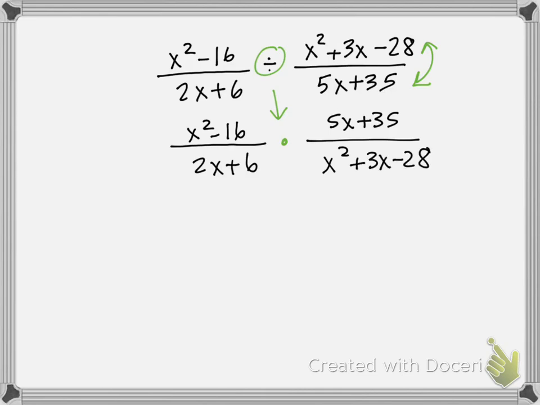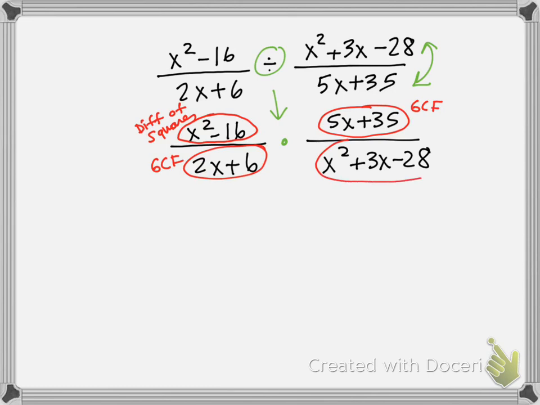So now we're ready to check the numerator and denominators to see if they could be factored. This could be factored by difference of squares. This could be factored by GCF. This could be factored by GCF. And this could be factored by trinomials.